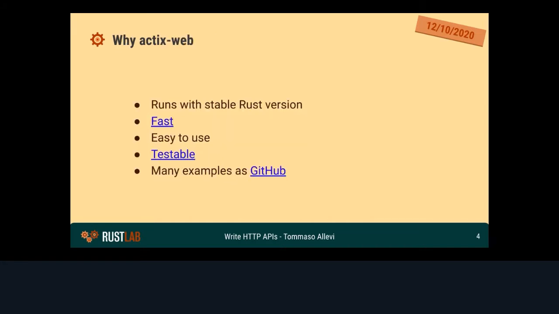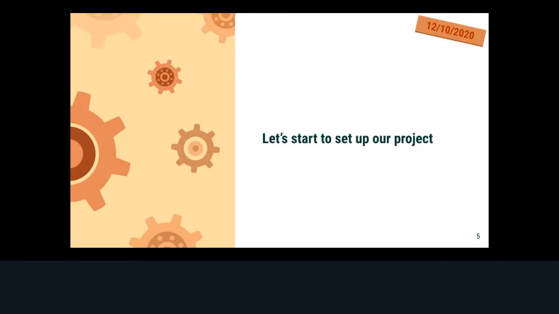Why Actix web? Because first of all, it runs with the stable Rust version. It's very fast, according to many benchmarks. You can find them online. It's easy to use, as we will see. It's testable, and on GitHub you can find a lot of examples, and those examples are tested. This is not common for a framework, and I like it for those reasons. So, let's start to see how to set up the project.